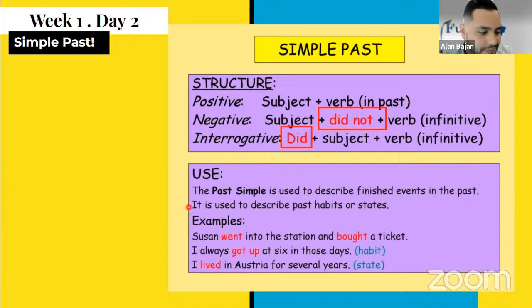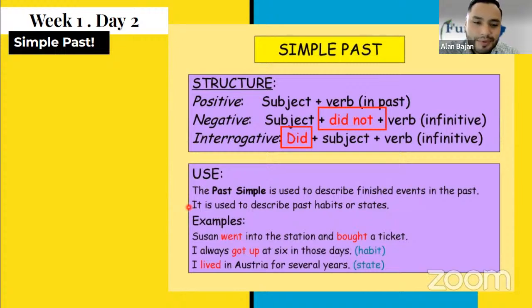Okay, examples. Susan went down to the station and bought a ticket. I always got up at 6 on Tuesdays. It's a habit. I lived in Australia for 7 years. State. For several years. Awesome.